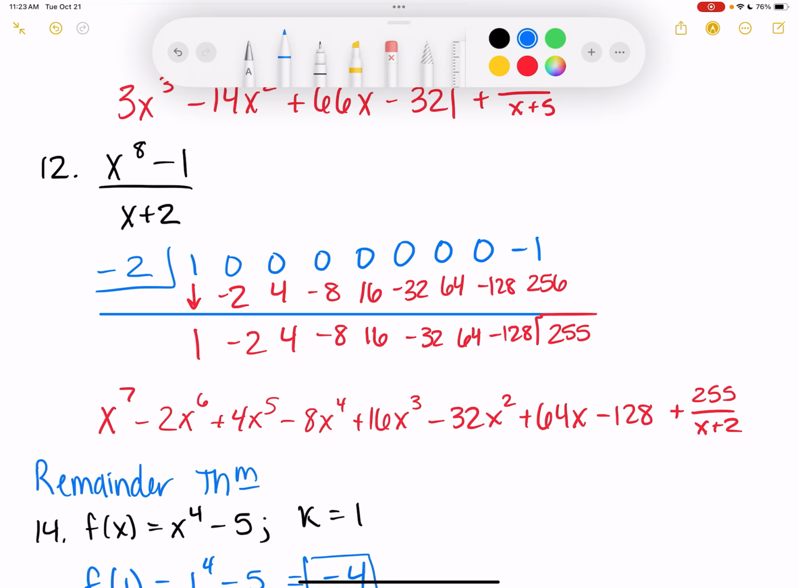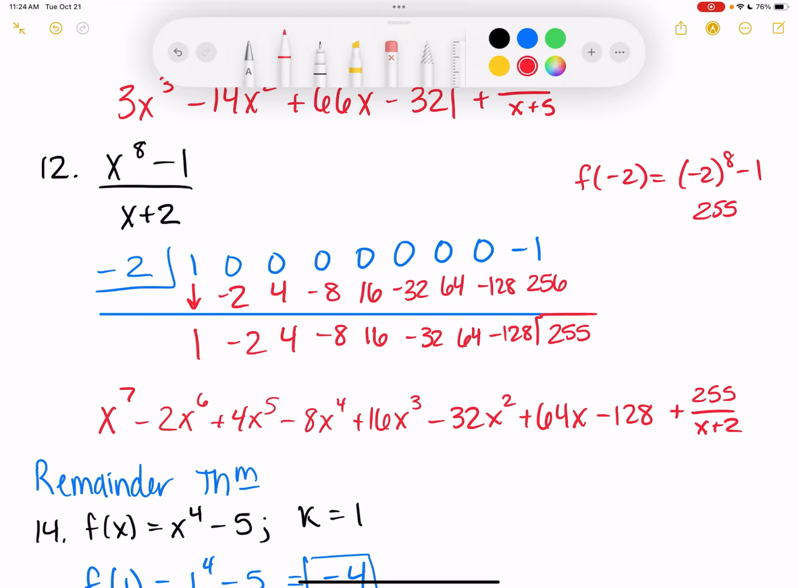So if I ran the remainder theorem on this problem, then I would end up with f of negative 2 is equal to negative 2 to the 8th minus 1, and you would end up getting this 255. All that this is giving you is the remainder part of the problem. It's not asking us for anything else.